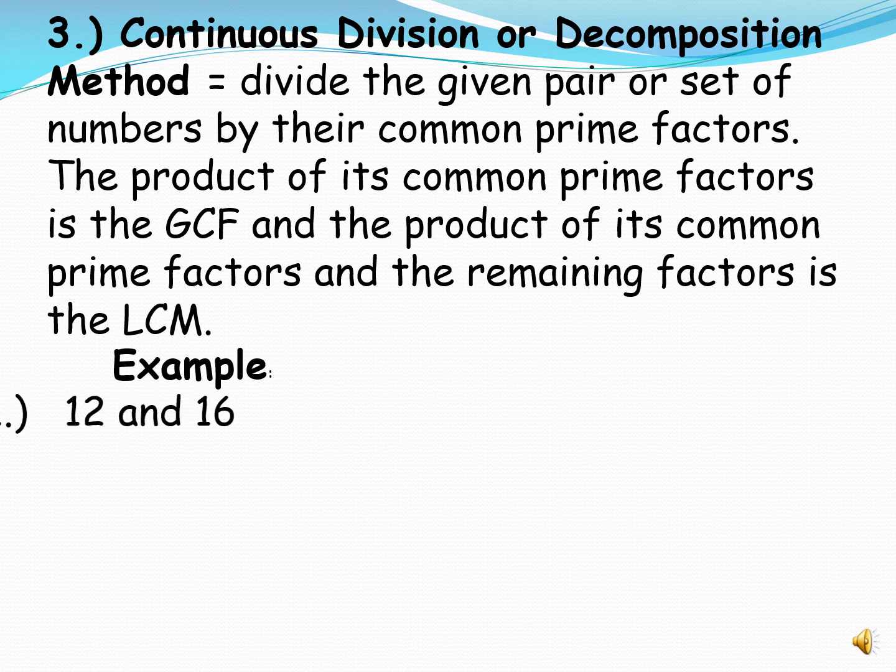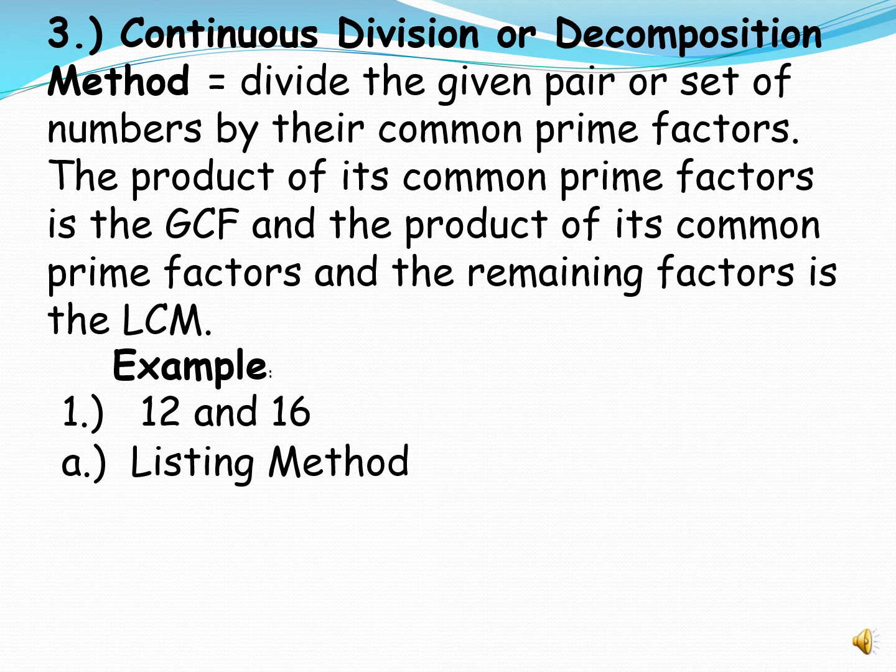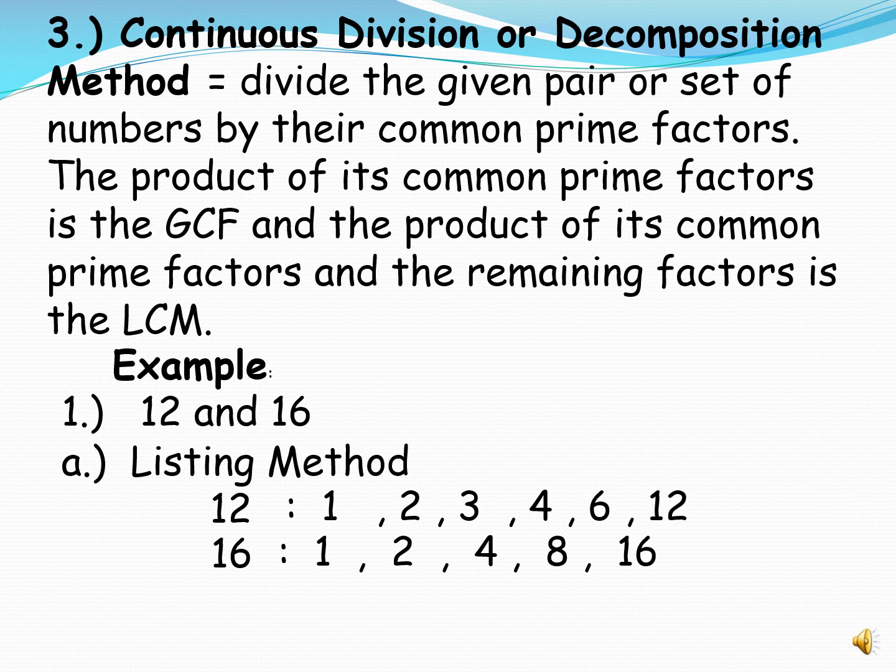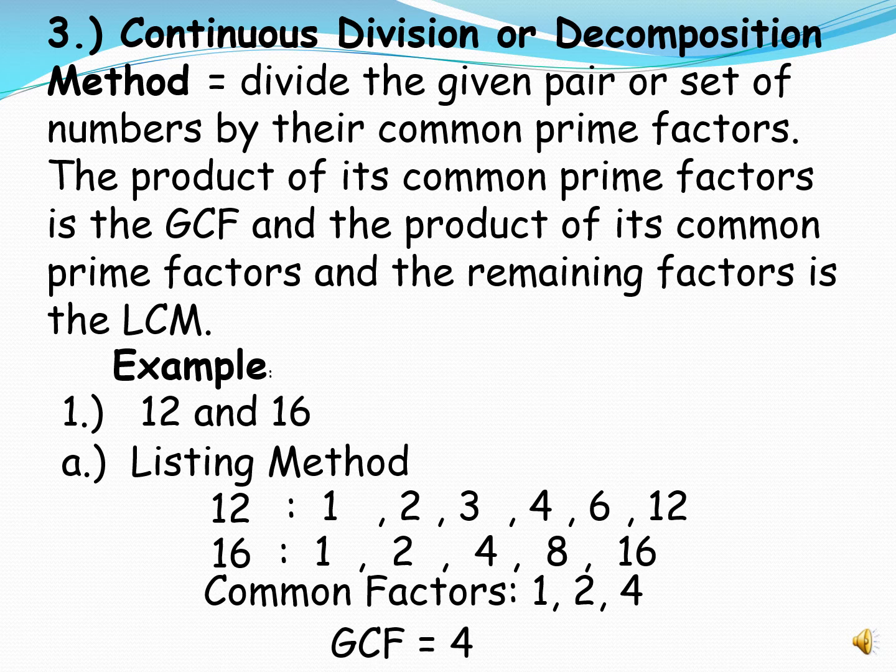Example, 12 and 16. Using the listing method, the factors of 12 are 1, 2, 3, 4, 6, and 12. Factors of 16: 1, 2, 4, 8, and 16. So the common factors are 1, 2, and 4. So GCF is equal to 4.